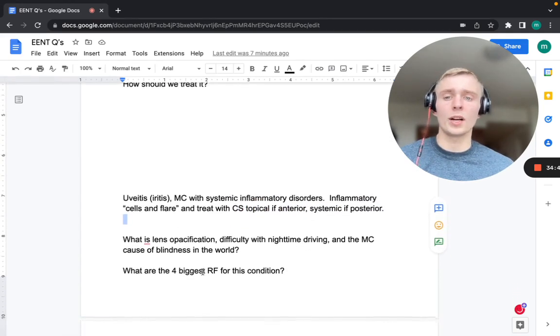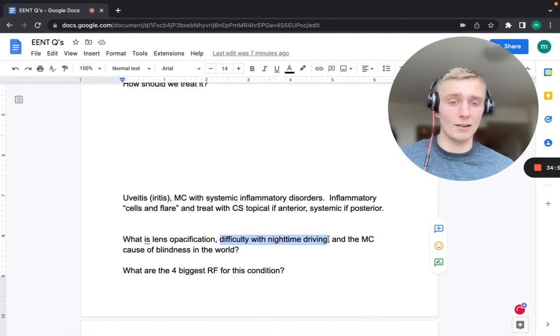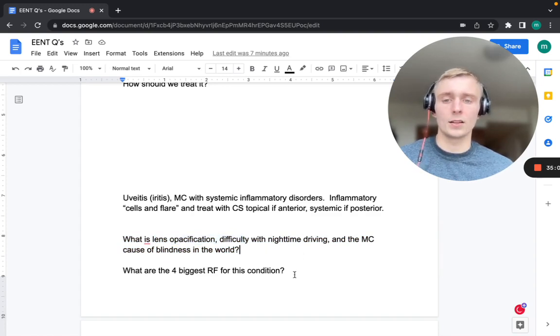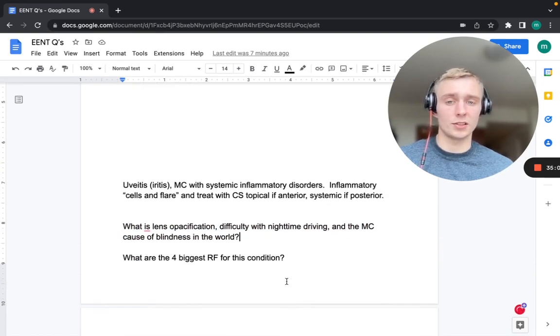Next one: what is lens opacification, difficulty with nighttime driving, and the most common cause of blindness in the world? Again, three indicators here: difficulty with nighttime driving, most common cause of blindness in the world, and lens opacification. What is that? What are the four biggest risk factors for this condition?